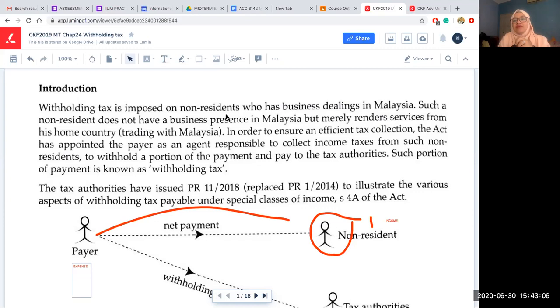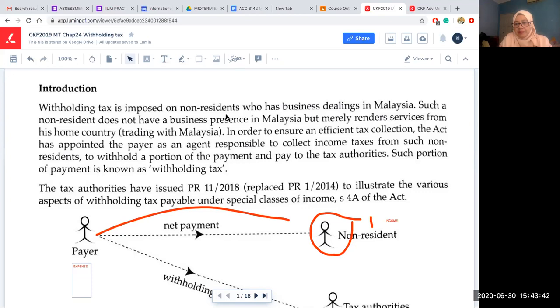The 10% is the tax portion, which the payer withholds, but it does not belong to him. The payer has to pay the withholding tax, the 10%, or in this case RM10,000, to the Inland Revenue Board. You have to pay that amount to the IRB within 30 days. The payer is appointed as an agent for the Inland Revenue Board, which means that you collect tax on behalf of the government.